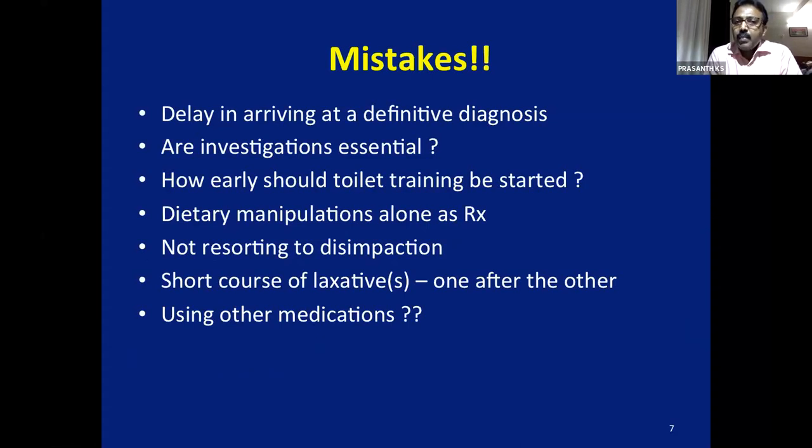Is there a difficulty in arriving at a definitive diagnosis? Are investigations really essential to label this as functional constipation? How early should toilet training be started? What is the comment regarding dietary manipulations alone as a treatment? Then, not resorting to disimpaction before going on to regular laxatives. The comment regarding short bursts of laxatives one after the other. Use of other medications, especially probiotics and antispasmodics, in the management of this condition.